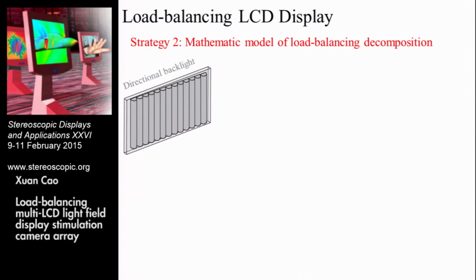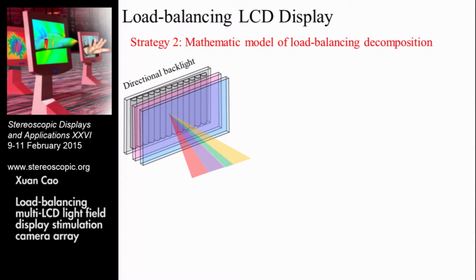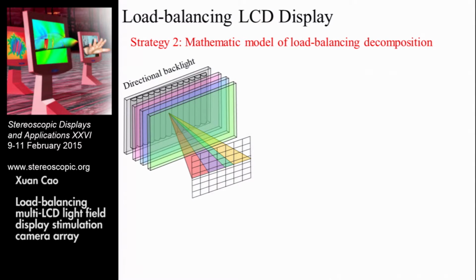Now let's pay attention to strategy 2, load balancing decomposition. We use a directional backlight to replace the uniform backlight. The directional light rays are modulated by LCD layers, and the target light rays are divided into multiple subzones. At one time there is only one subzone displayed, and all 4 subzones are displayed in sequence.